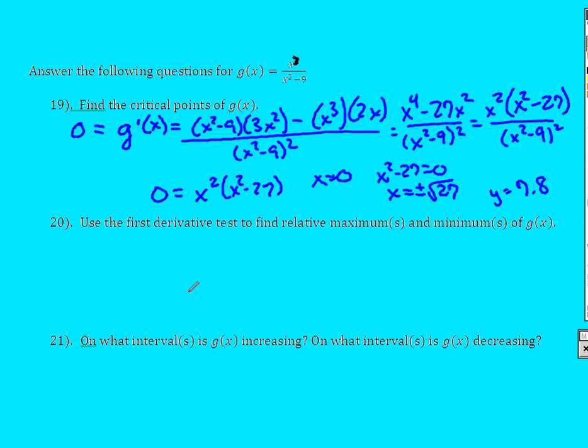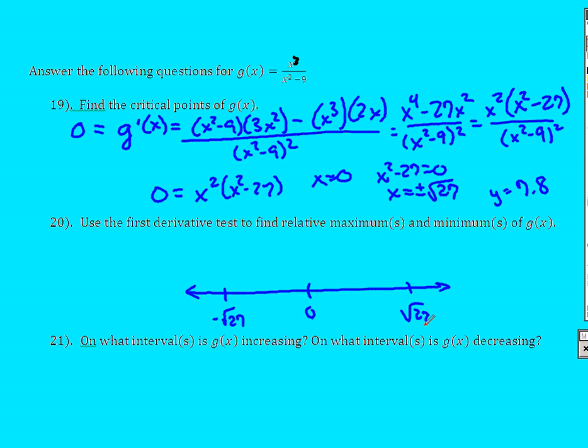Now, we're going to use the first derivative test to find minimums and maximums. So what we need to do first is plug in our critical numbers. We have 0, we have negative square root of 27, and we have the positive square root of 27.